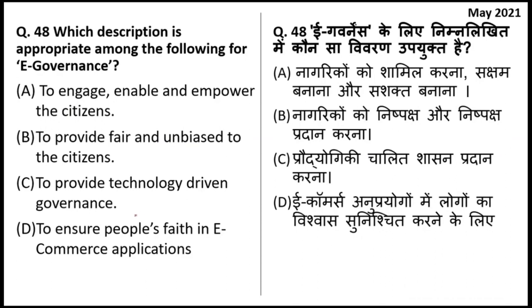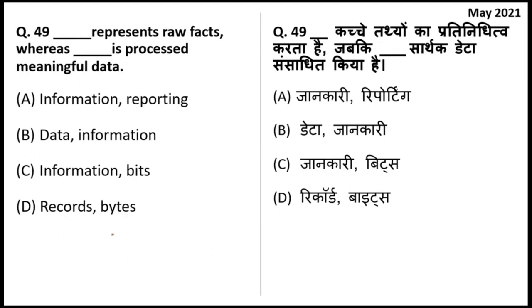Which description is appropriate among the following for e-governance? So when the governance is done through the use of the internet, it is called e-governance. The best description is option A, to engage, enable and empower the citizens. A is the right answer. Dash represents raw facts, whereas dash is processed meaningful data. So raw facts are known as data, and when that data is processed, it is known as information. So the right answer is B. The first blank should be data and the other blank should contain information.